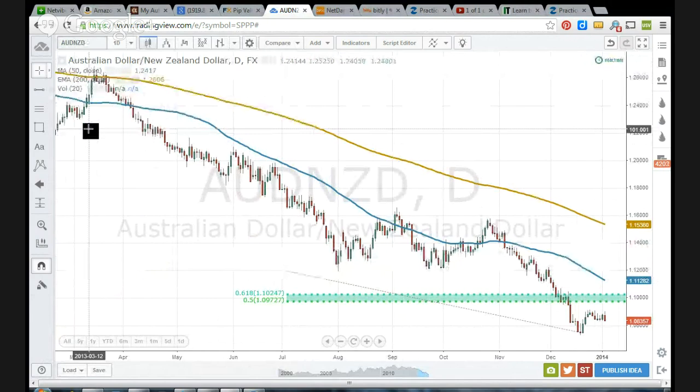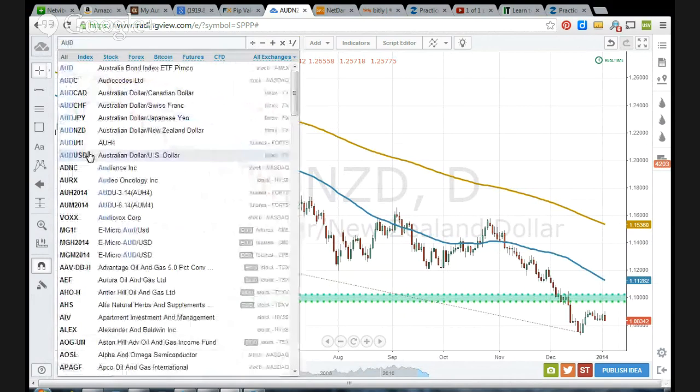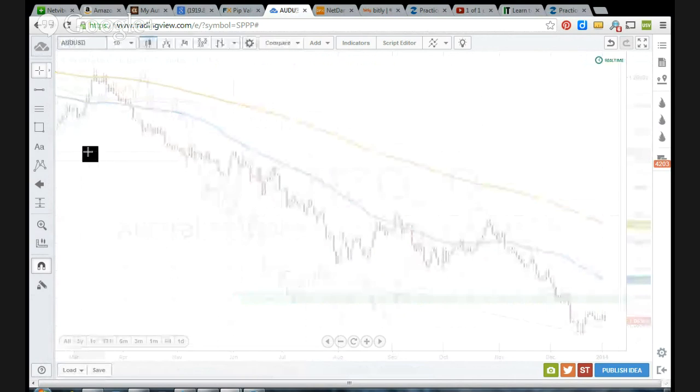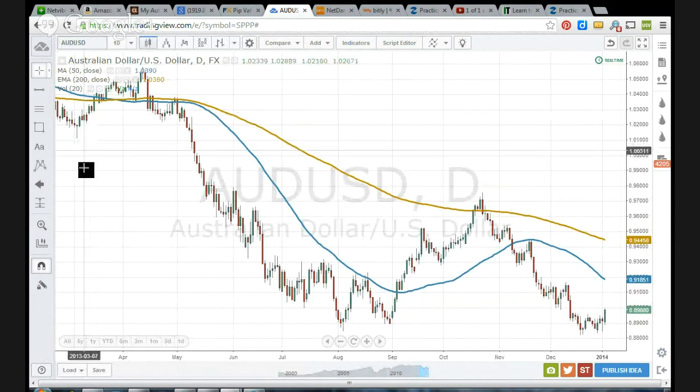Okay, Aussie Kiwi still need more of a pullback, so nothing here. And Aussie US dollar still need more of a pullback, nothing here as well.